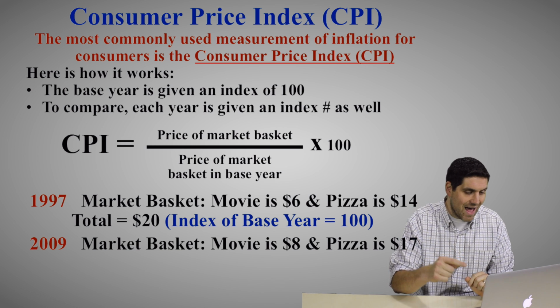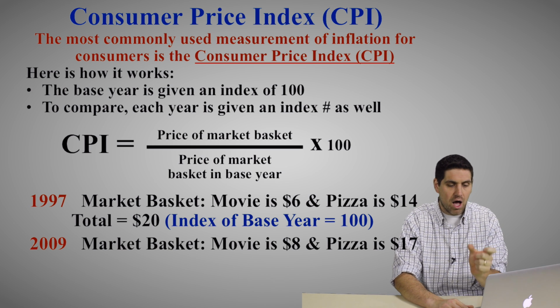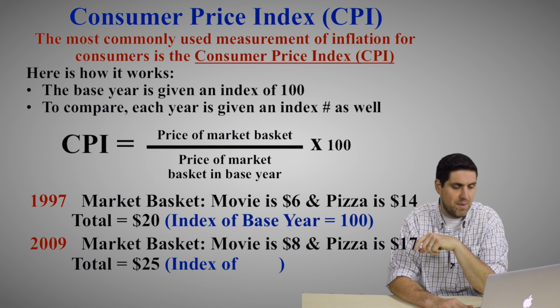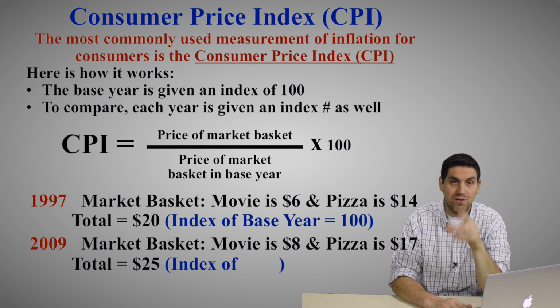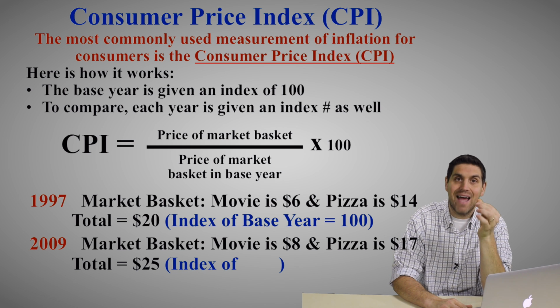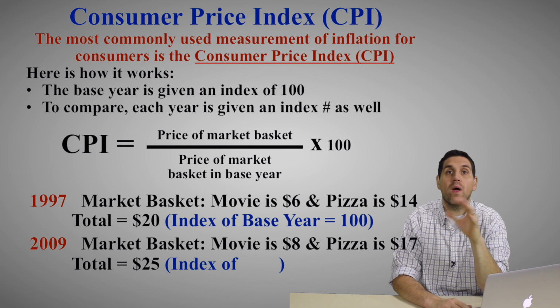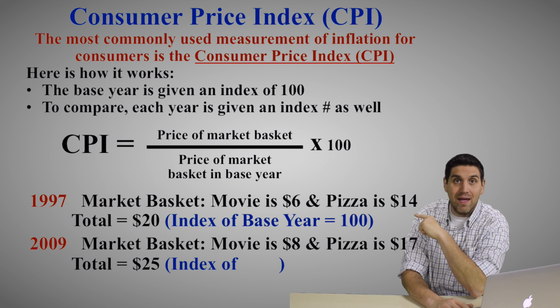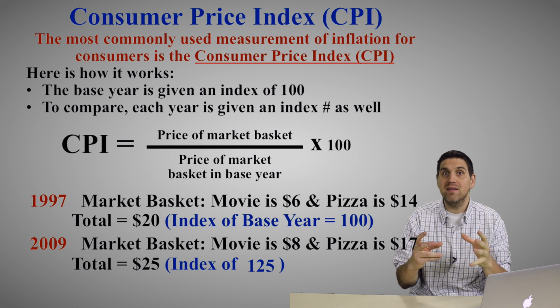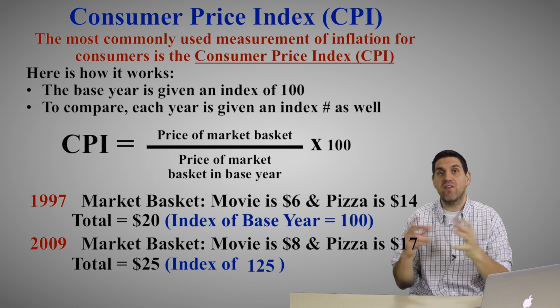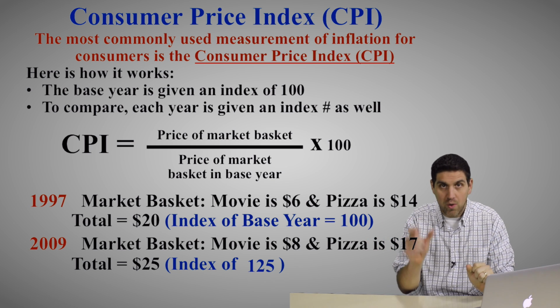Now, in 2009, the market basket is $8 for the movie and then $17 for the pizza for a grand total of $25. The question is, what's the CPI of 2009 based on 1997 base year prices? Well, it's $25 divided by 20 times 100 pops out 125. Now, 125 means something. It means prices have increased 25%. Not 125%, but just 25%.